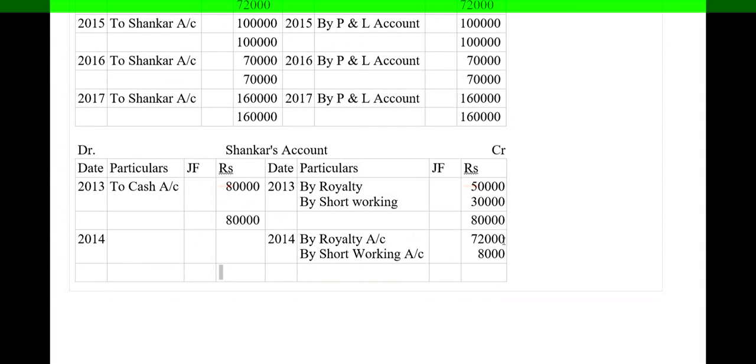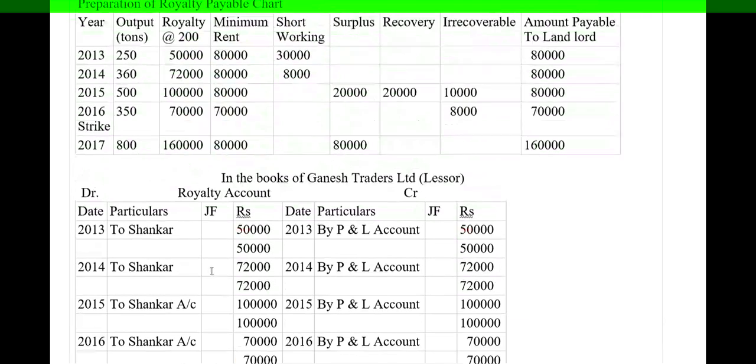So the total, when the amount is paid here, then it will be Shankar's account debit to cash or bank account. So I have taken cash here. So 80,000. So the total will be here 80,000. So 80,000.